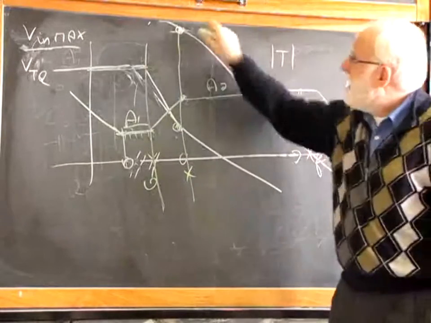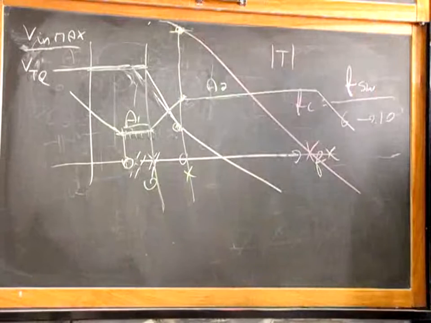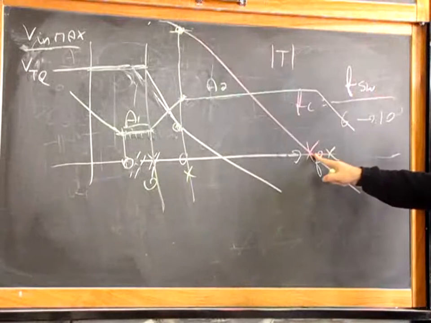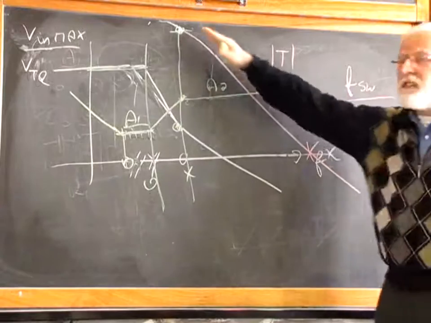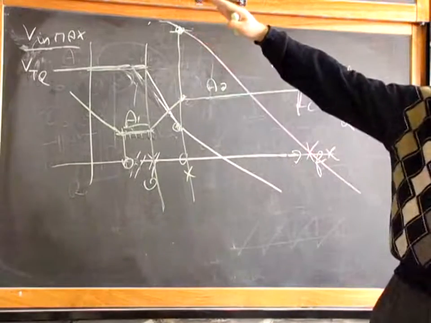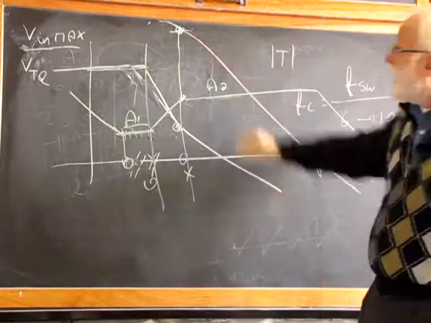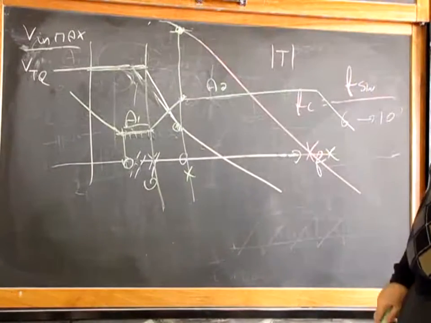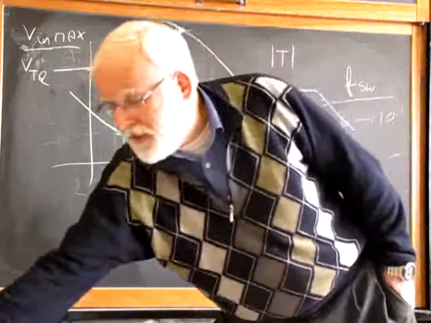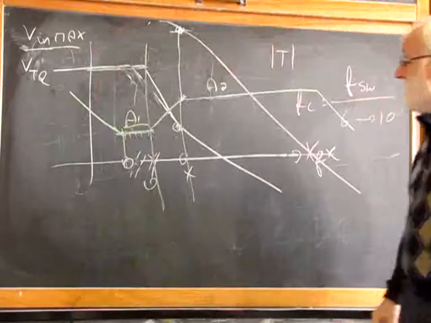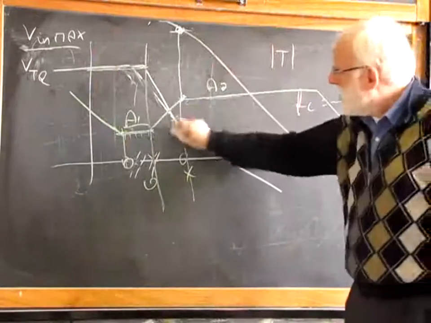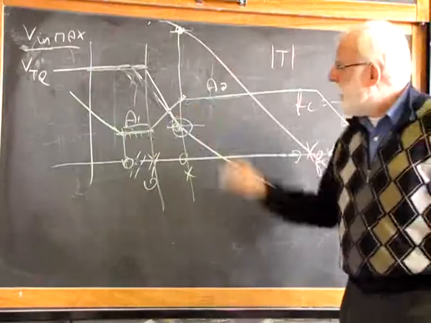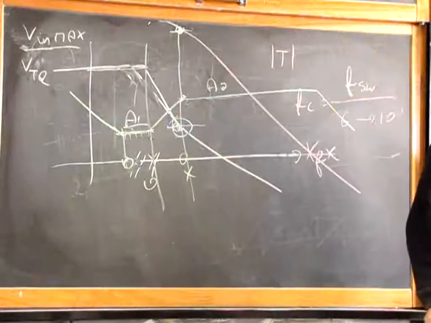How much gain I want at this frequency is easy because I know the crossover frequency. I know that this is a constant slope of negative 20 dBs per decade, and so I can find the gain very easily at any frequency. The only part that we didn't see yet in this class is how to find how much is this gain.